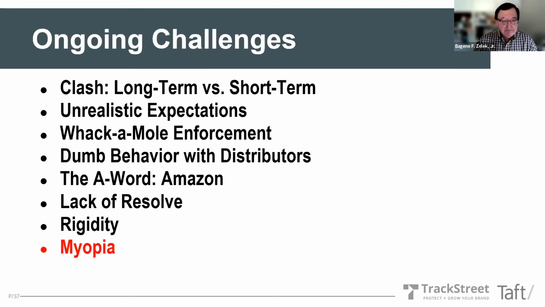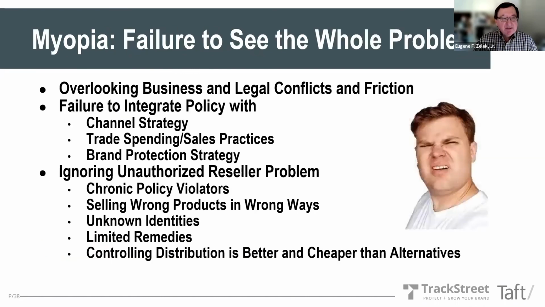Another one is what we call myopia. Myopia is you've got to look at the whole picture when you're doing these things. You can't overlook business and legal conflicts and friction. You really need to integrate your policy with your channel strategy, your trade spending and sales practices, your brand protection strategy, and you can't ignore unauthorized resellers.